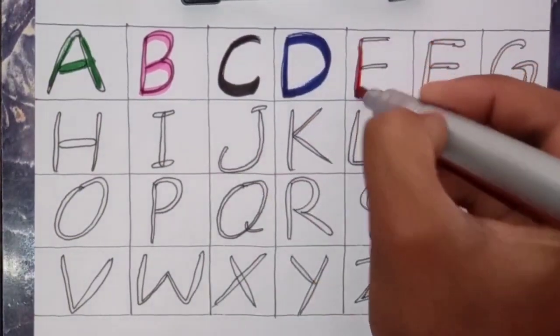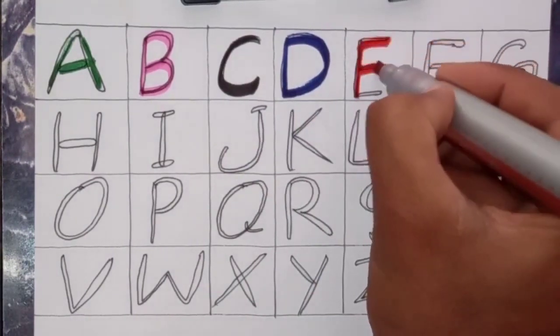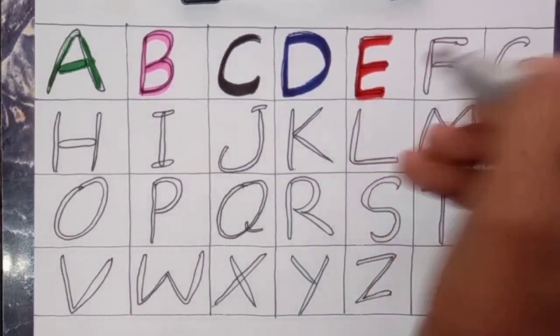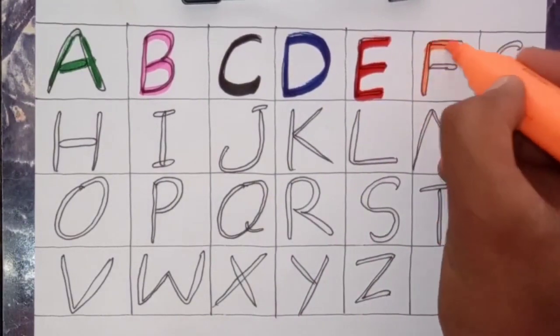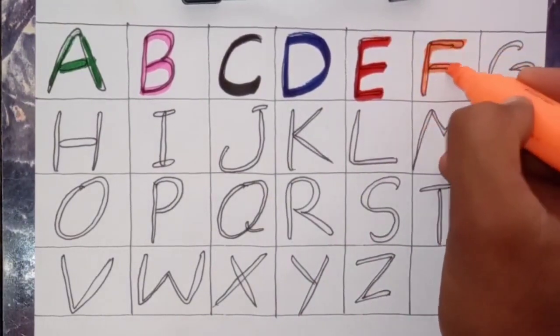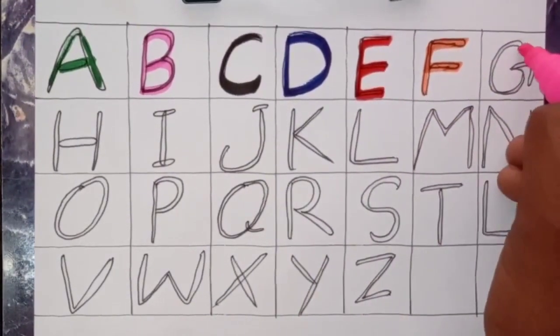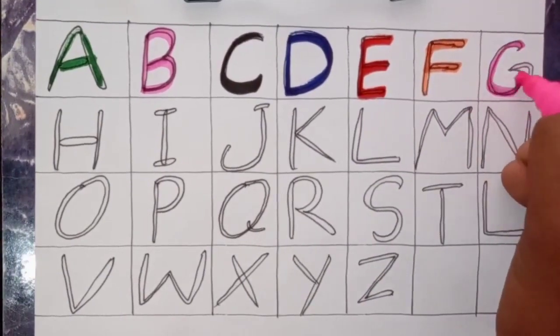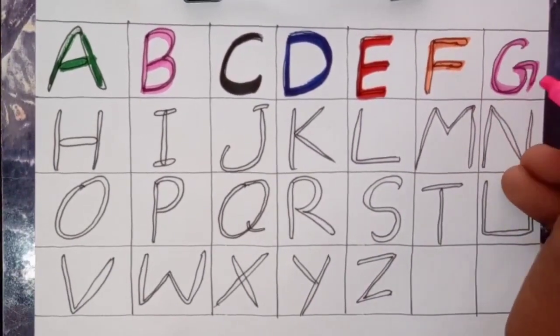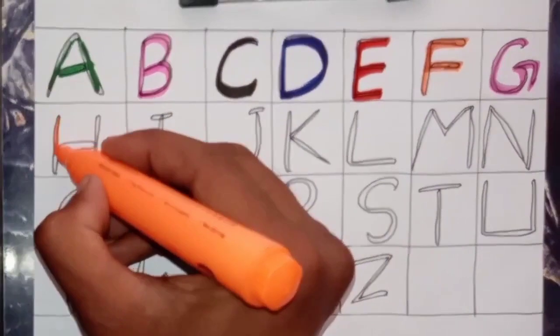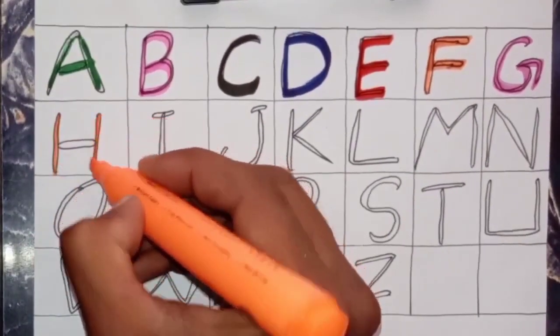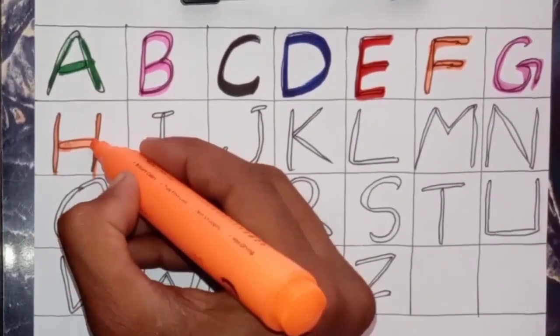Red color: E for elephant. Orange color: F for fish. Pink color: G for grapes. Orange color: H for hen.